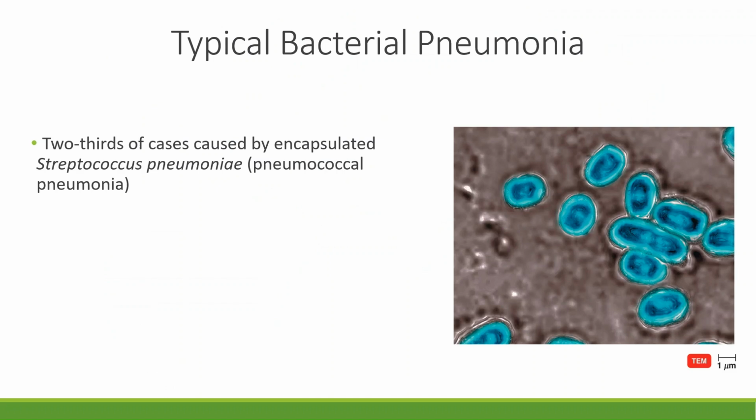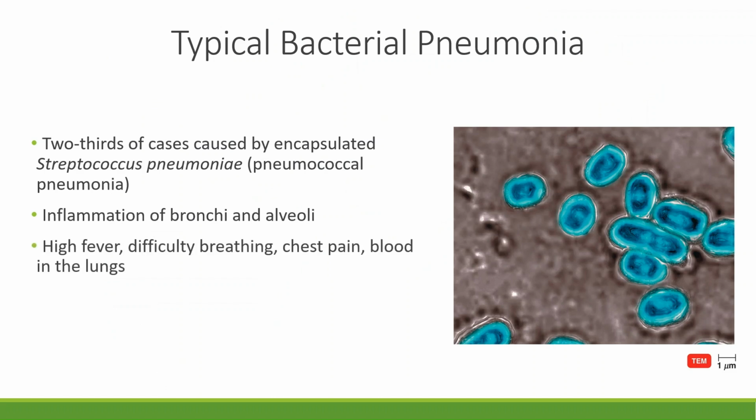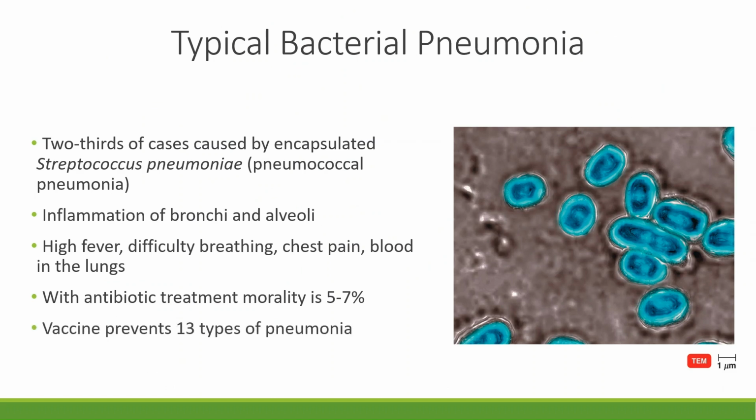Pneumonia is often associated with Streptococcus pneumoniae, specifically the encapsulated strains, which account for about 2/3 of cases. The infection leads to inflammation of the bronchi and the alveoli, and this makes breathing difficult. Symptoms include high fever, chest pain, sometimes blood in the lungs due to fluid buildup. And with antibiotics, the mortality rate is still around 5 to 7%, and early treatment is key here before it gets too much of a foothold. A vaccine is available, protects against about 13 types of pneumococcal pneumonia, and helps to reduce the risk of severe infection.